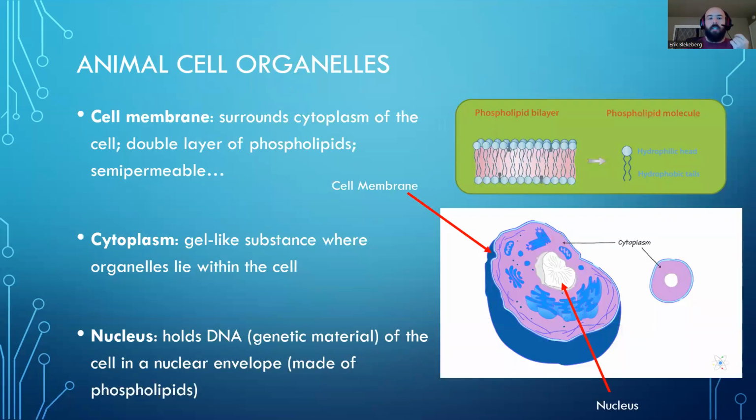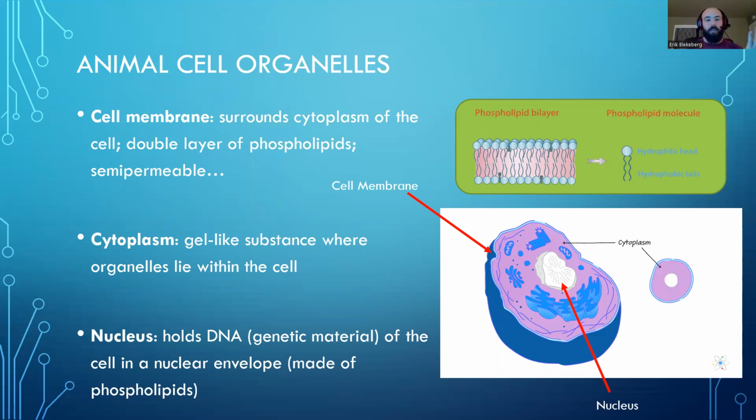So remember that the cell membrane is going to surround the cytoplasm of the cell. The cytoplasm itself is the space inside. It's a gel-like substance where the organelles lie within the cell. The nucleus is in from there, and the nucleus is going to hold the DNA or genetic material. This is like the brain or the communicating center of the cell. It has its own membrane called the nuclear envelope, and this is made of phospholipids as well. So these phospholipid bilayers are going to make up every single one of the membranes around the organelles.